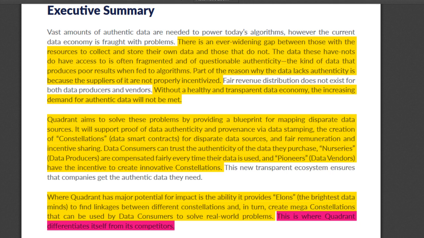So vast amounts of authentic data are needed to power today's algorithms. However, current data economy is fraught with problems. And when it's talking about authentic data and what they're wanting to do with that, you can just spin up some data real quick and make it look like information, like location data off of cell phones, and it can be out of date, it can be incorrect and spoofed, and you can generate a lot of income by selling that metadata to whoever's buying data.